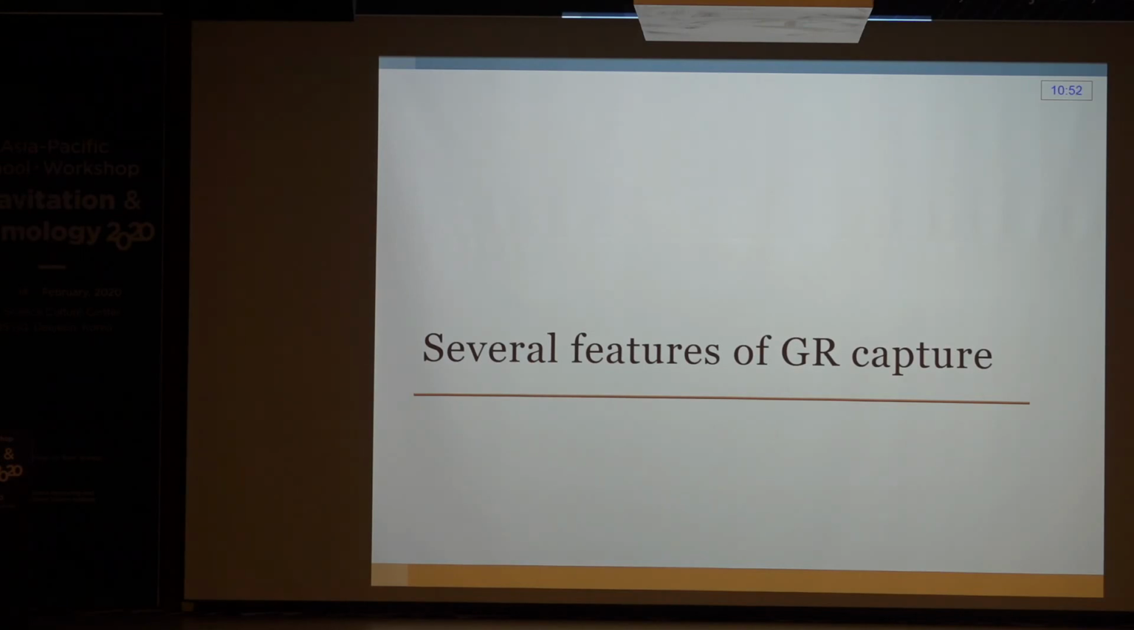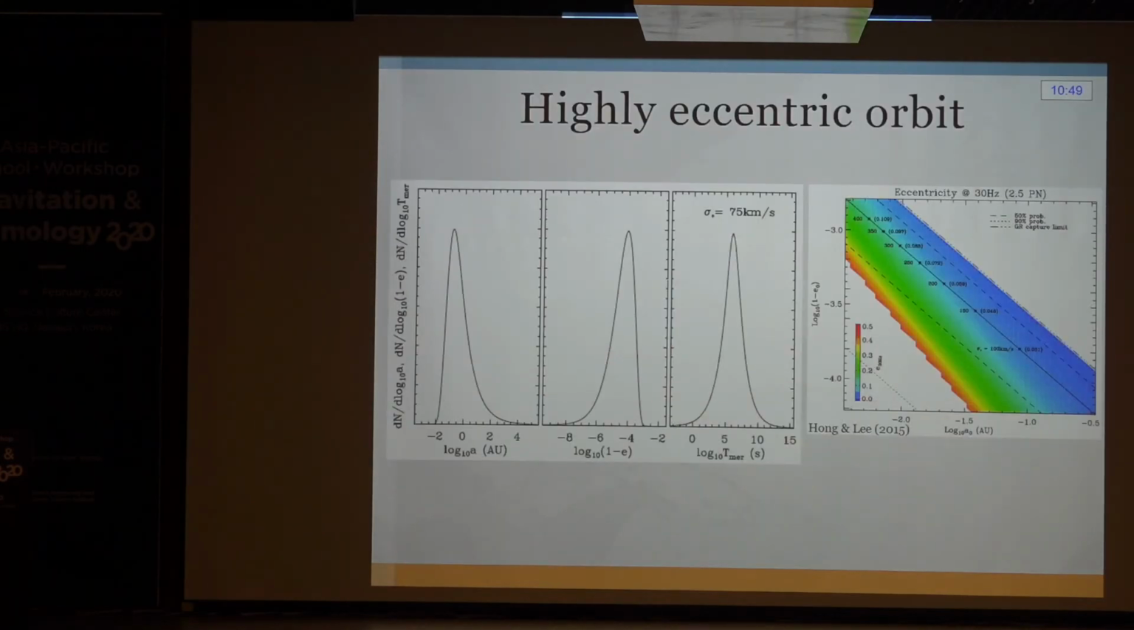Here I show you several features of GR capture. The left panel shows the expected distribution of the semi-major axis, eccentricity and merging time in a Milky Way-like galaxy center. As you can see here, log10 of 1 minus e has a peak at almost minus 4. It means eccentricity is 0.9999. So you can see here, capture can make a very highly eccentric orbit.